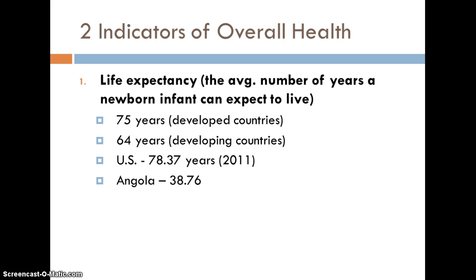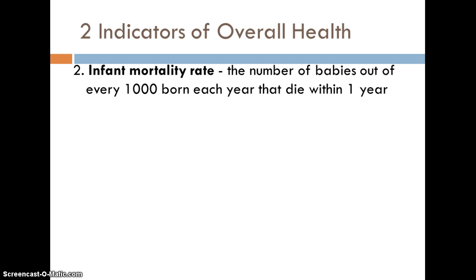In the U.S., in 2011, the last time data was taken, the life expectancy was 78.37. Compared to Angola, which is an African country, it's 38.76. Now, that does not mean the average person dies when they're in their 30s. Remember, this is an average. They could have a high infant mortality rate, and that would make that average come down. Or if you have an area that has a lot of warfare.